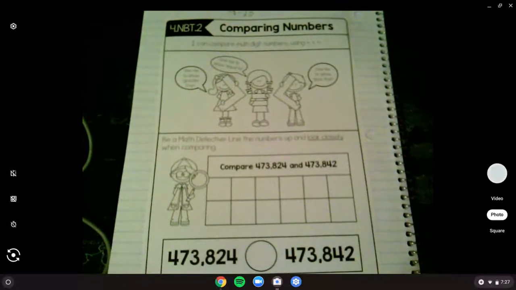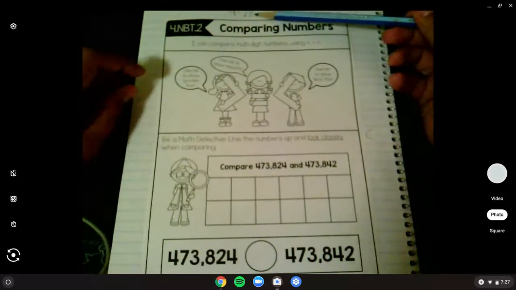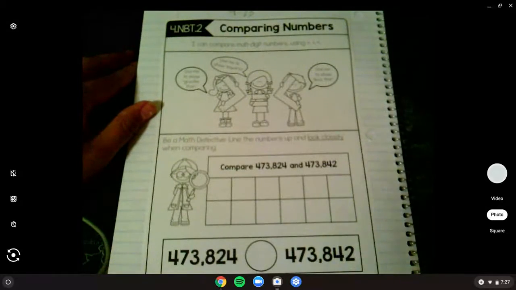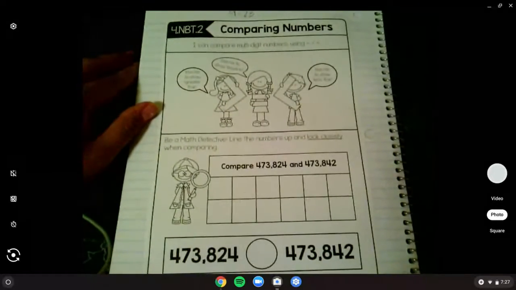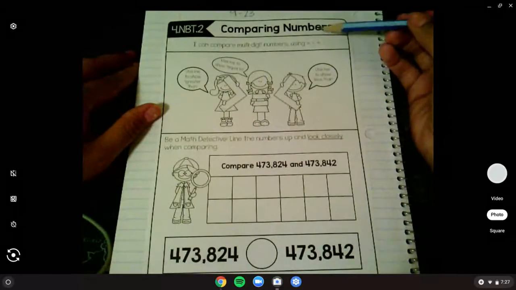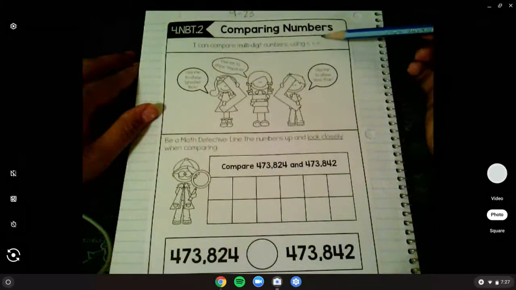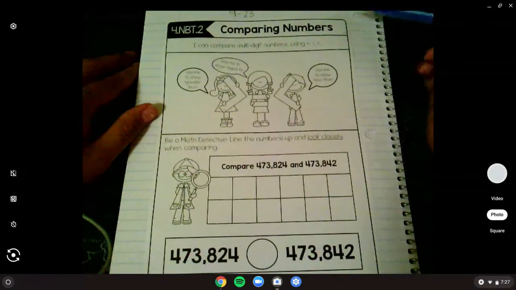All right, so on the very top, I just put my date. So make sure you get the date for today written on top. And then we're going to use our notebook page to get started. All right, so today we're going to compare multi-digit numbers using greater than, less than, or equal to.